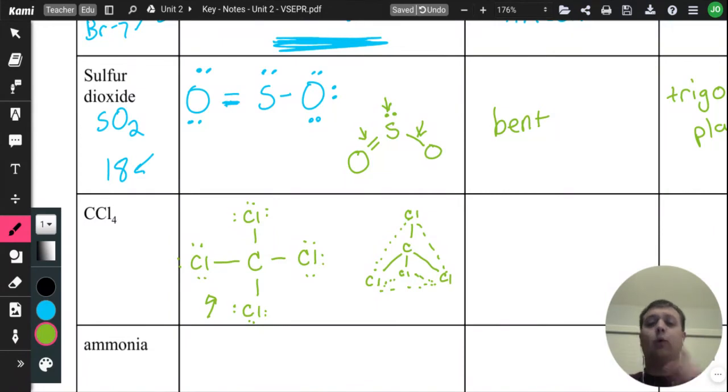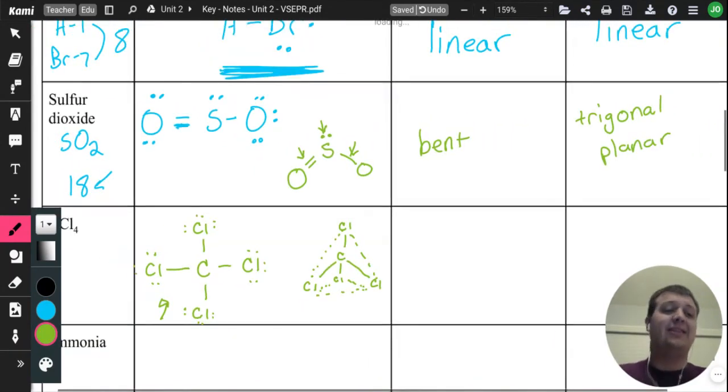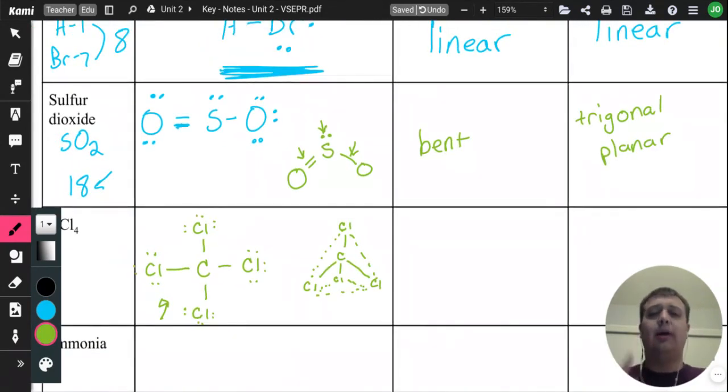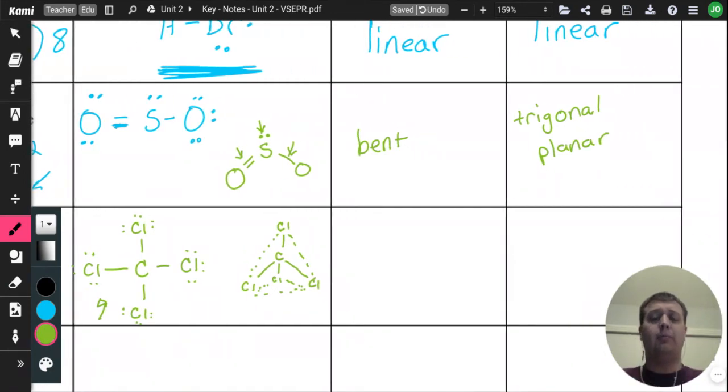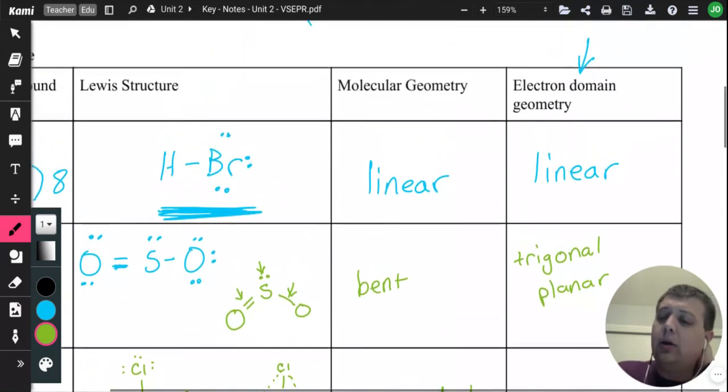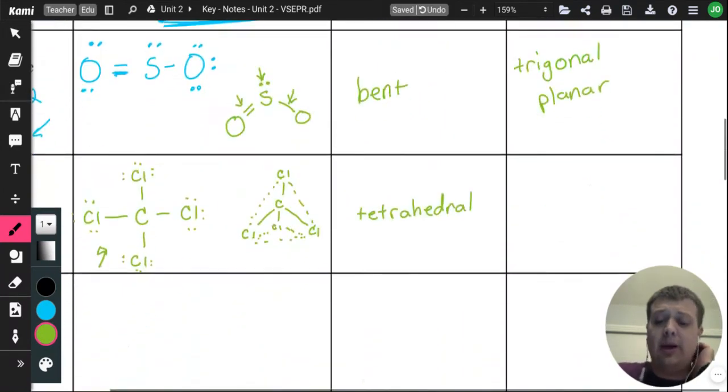Now, what we would call this shape is actually tetrahedral. Why do I say tetrahedral? Because there are 4 things attached to my central atom, and 4, remembering chemistry, is tetra. So this shape is tetrahedral. All right. Now, looking back at our electron domain geometry, how many things were attached to my central atom? Well, there were 4. So again, my electron domain geometry would be tetrahedral.